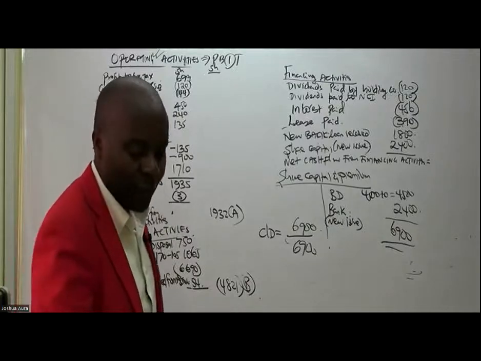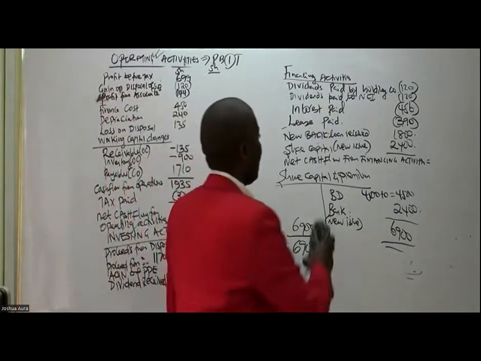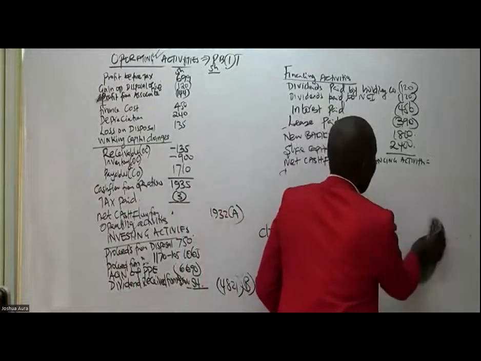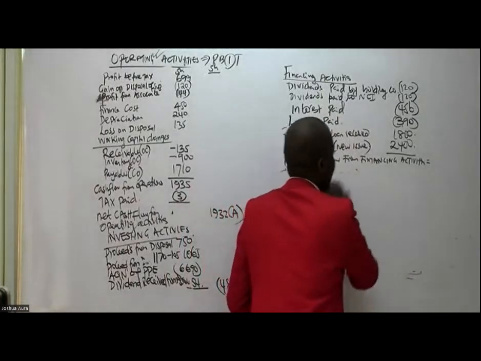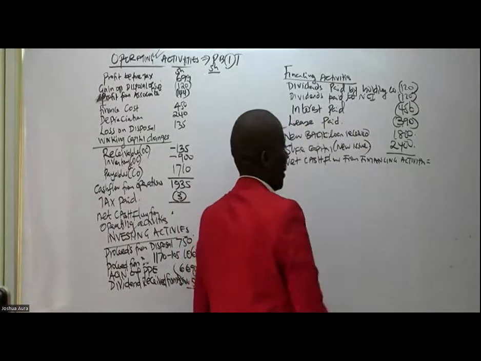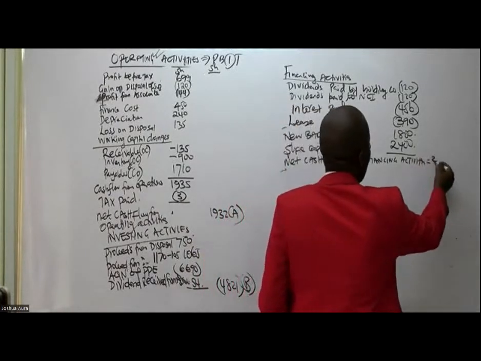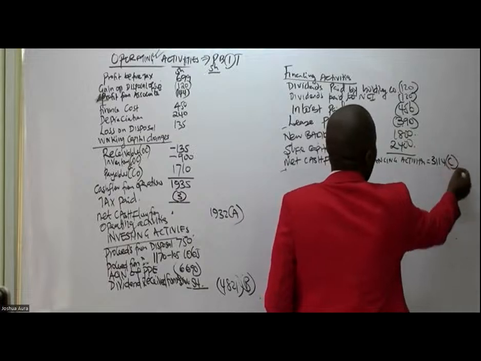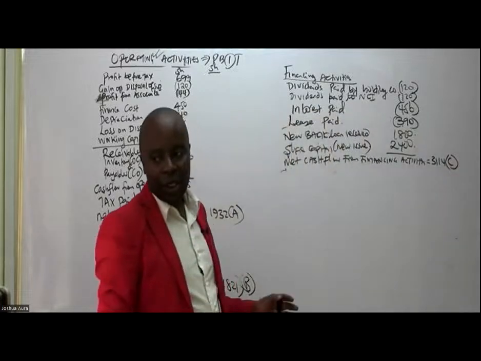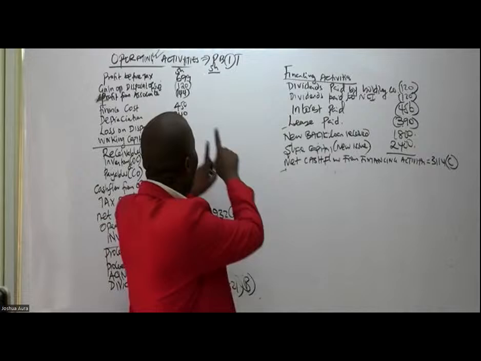Okay. So we have here 3114. 3114 is the net cash flow from financing activities. So this becomes our third component, which is the last component. So then could you kindly add the three?